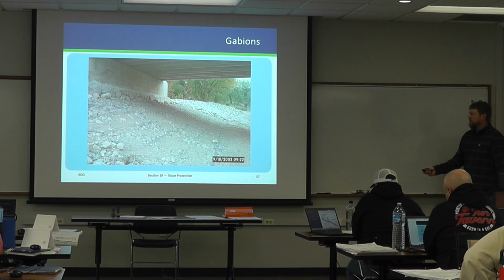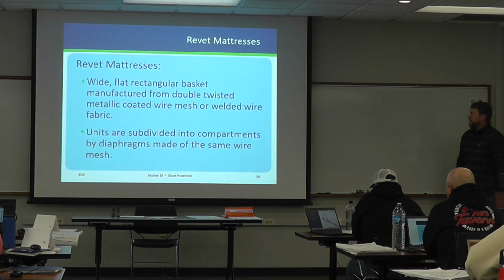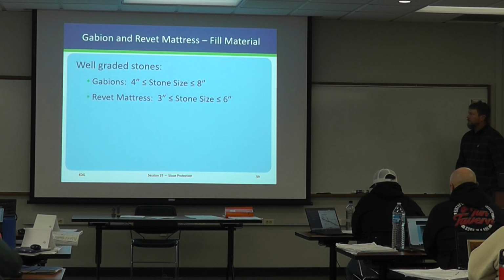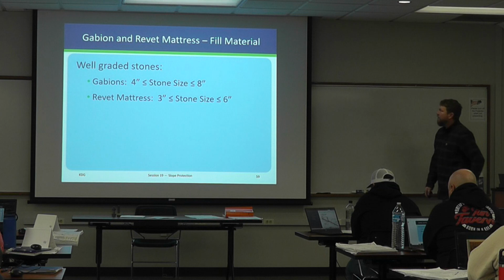So you kind of see here, there's the baskets filled with rock. The rubber mattress is the same thing, it's just flatter. So it's a wider, rectangular basket. The rock that goes in it varies in size based on whether it's a gabion, which has a little bit larger rock, or a rubber mattress, which has a little bit smaller.